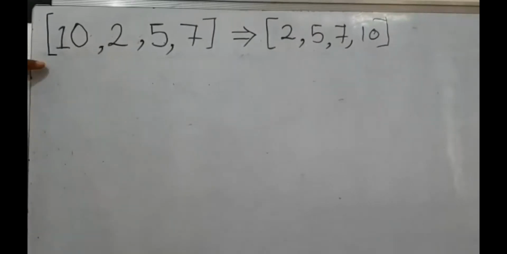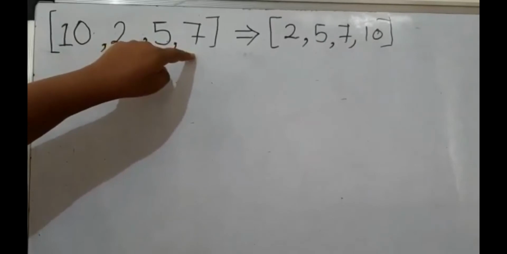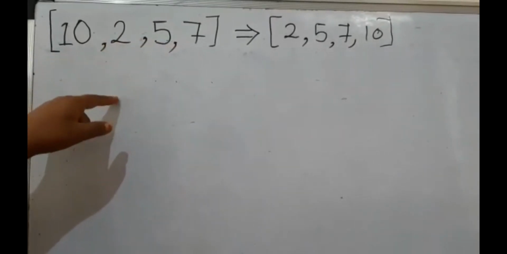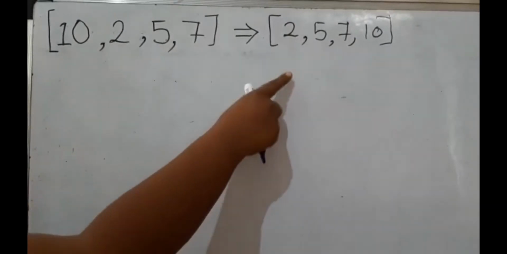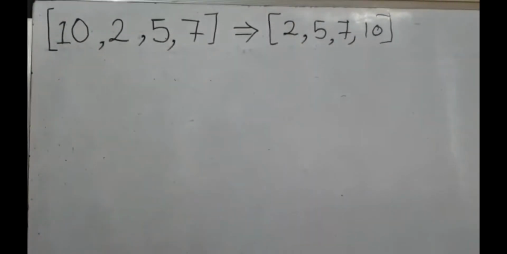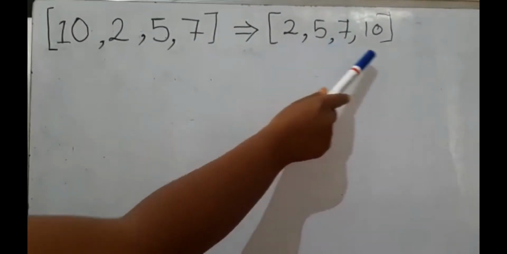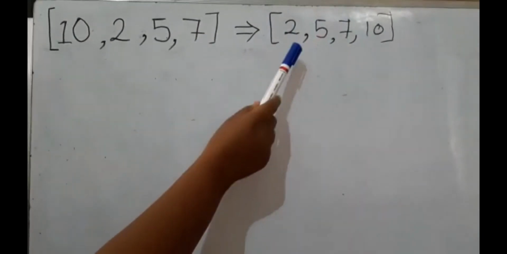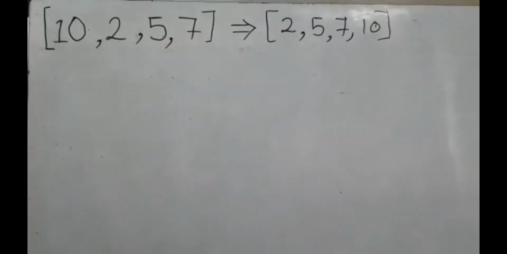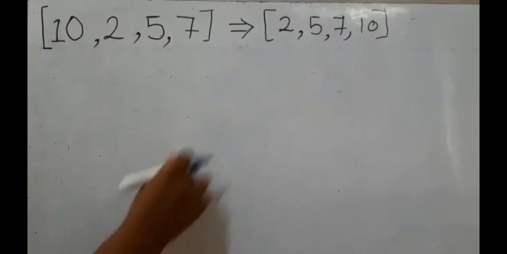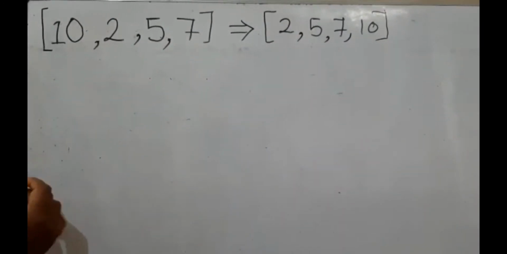So friends, here is our array that has the values 10, 2, 5, 7, and we have to sort this array in ascending order without using the inbuilt sort function. We know that for ascending order, the smaller number comes first and the numbers increase accordingly. So our output is 2, 5, 7, 10. So let's go with the actual algorithm for this output.